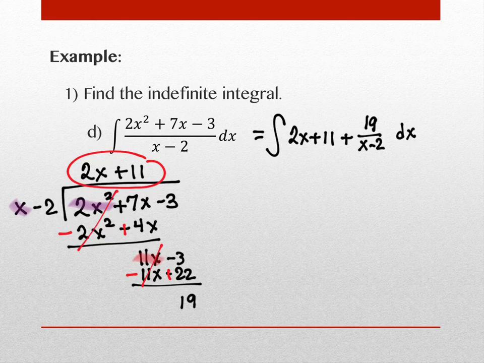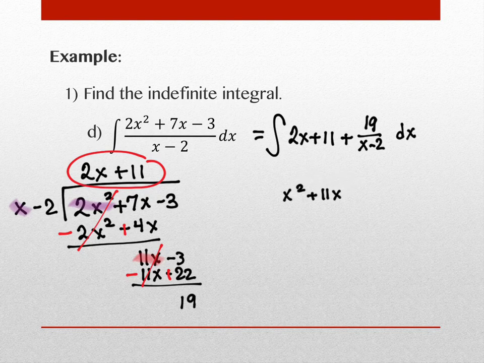Now, the piece at the beginning, what is the antiderivative of 2x? It's x squared, or you could say 2x squared over 2. Yeah, it's x squared. What's the antiderivative of 11? 11x. Good. Hold tight, I'm going to give you something in just a second.